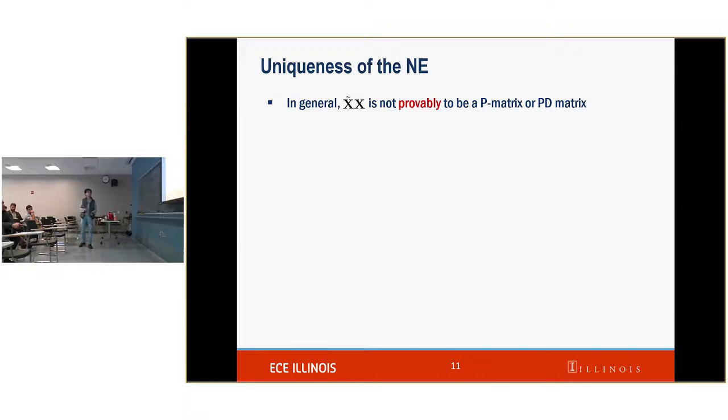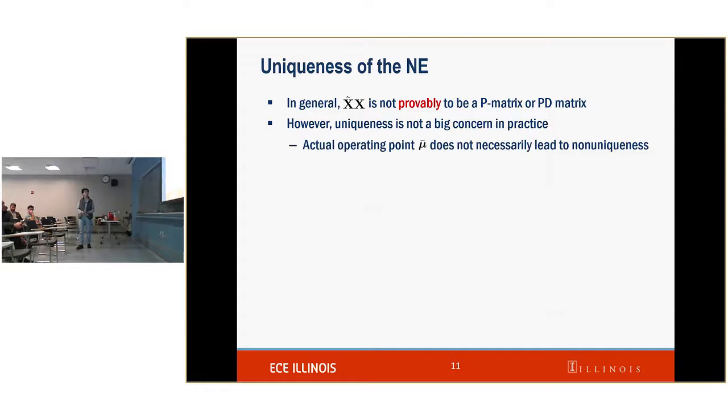However, in general, this matrix is not provably a P matrix or PD matrix. However, the uniqueness is not a big concern in practice because of the following observations. The first is that, although this Proposition 2 is an if-and-only-if condition, it is very strong, since it says it holds for all operating points. However, for a real system, the actual operating point mu bar does not necessarily lead to multiple equilibria.